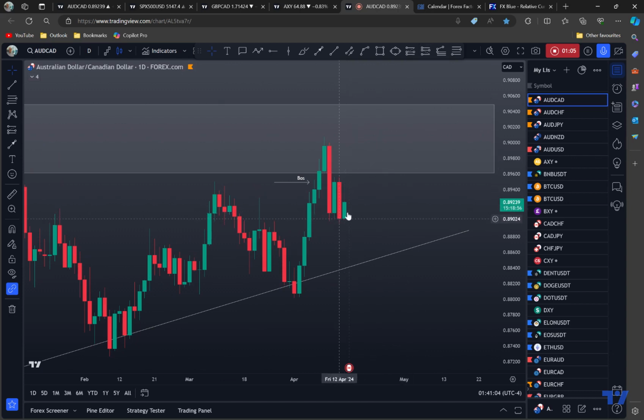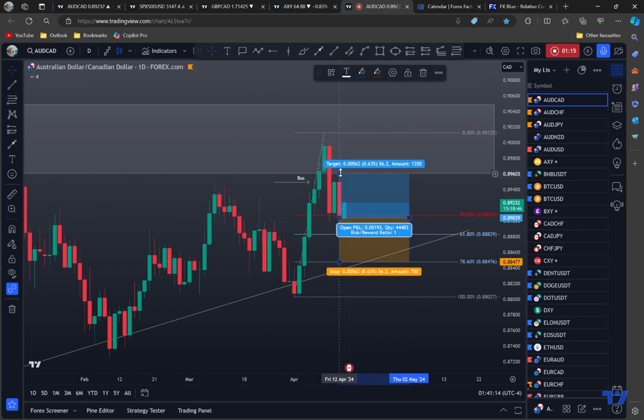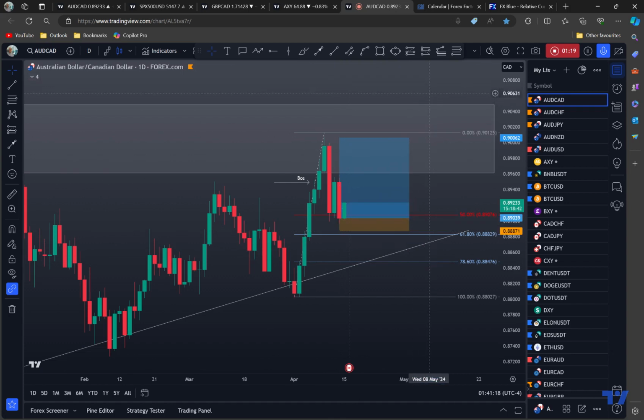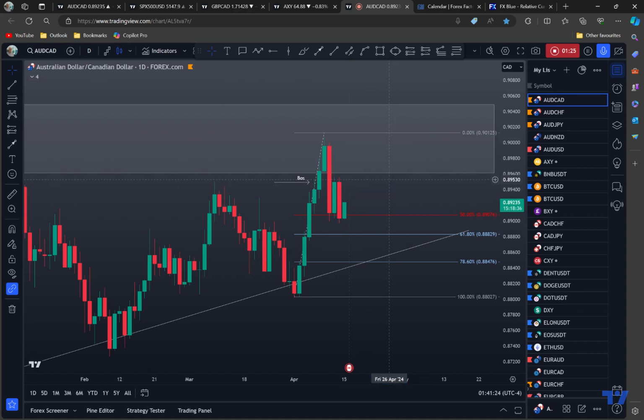Have a look at this, 50% on the Fibonacci. See down in here, that would have been a buy, but it's well and truly past our use by date, right? That would have been an idea, an entry down in here. But now we're kind of chasing price, so let's not do that.